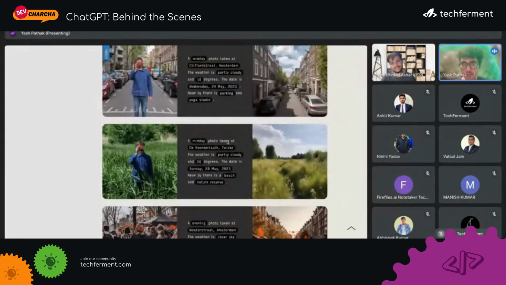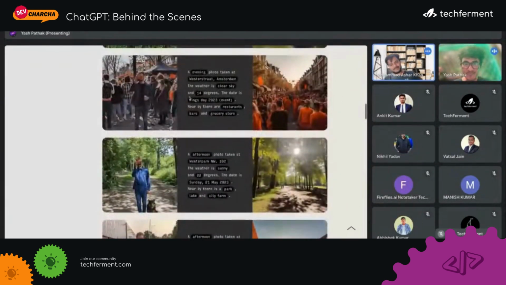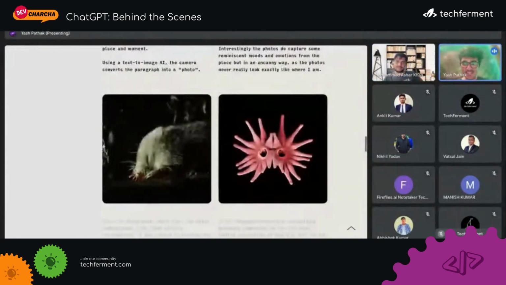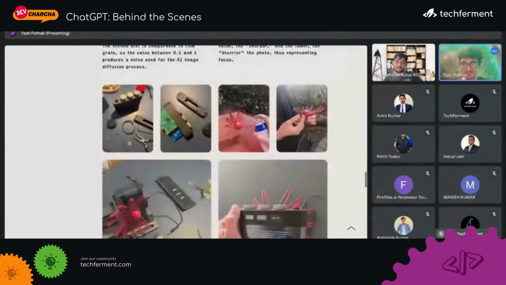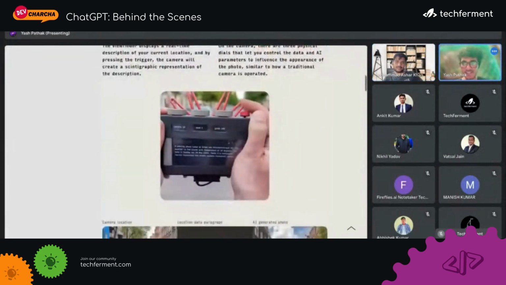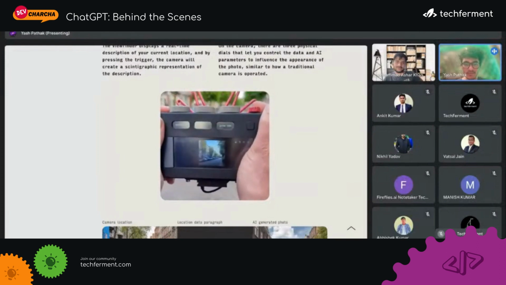Similarly, a midday photo taken at this place using the lat long. It reminds me of Midjourney. Yeah. It is great how things are changing just because we have these context-based LLMs. You can create your own. The entire guide is present, and you can try your own as well. It's available to try on the web.